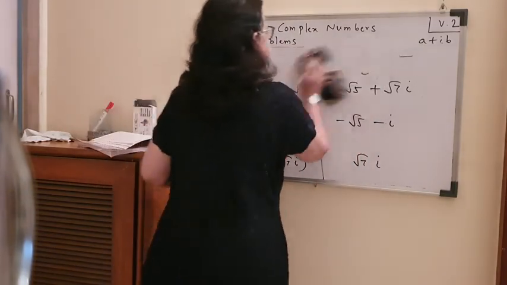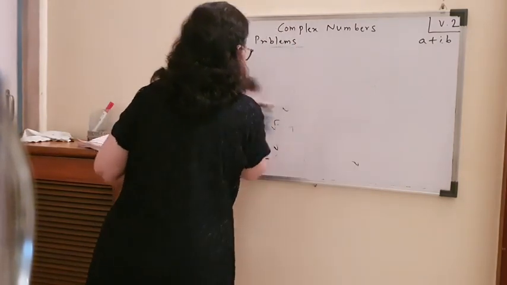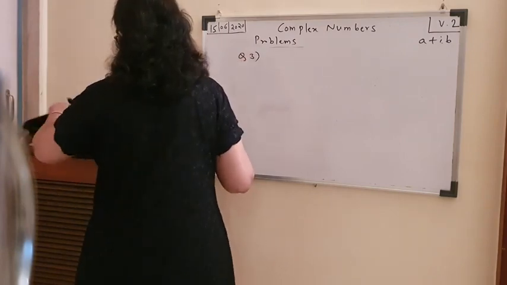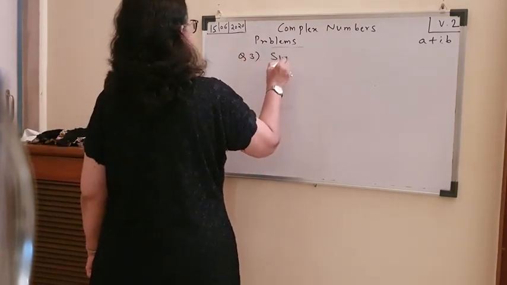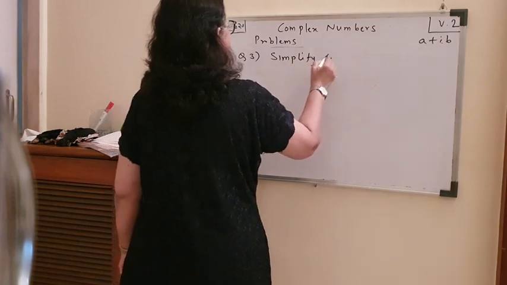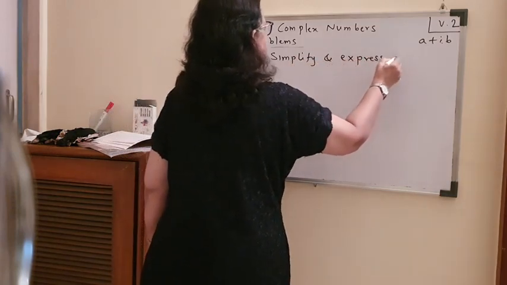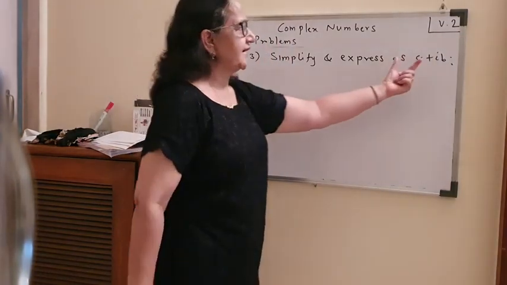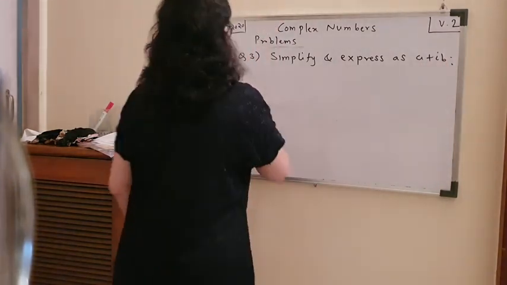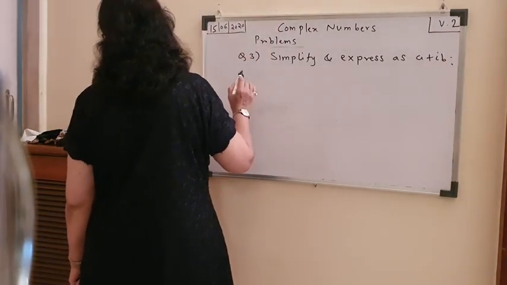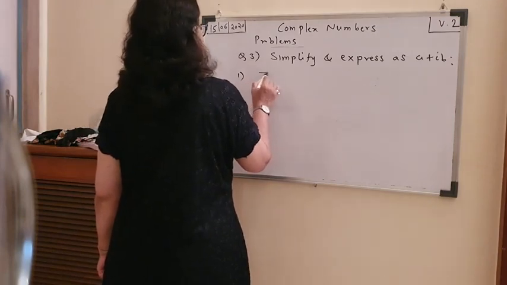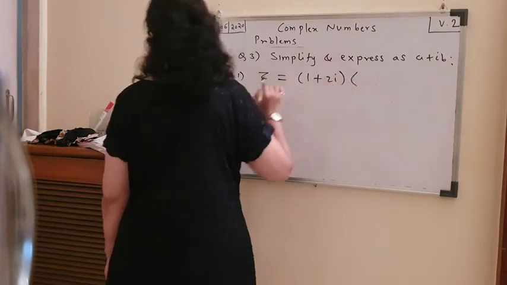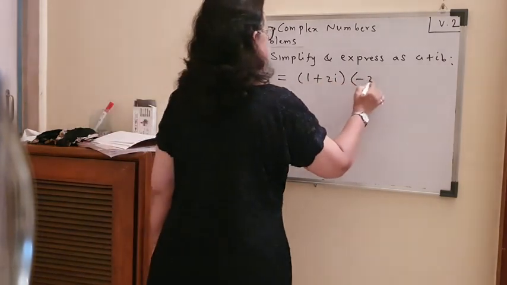Okay, next, question number 3. Simplify and express as a plus ib. So the standard format should be the last step. Number 1. We will say z equal to (1 plus 2i) into (minus 2 plus i).